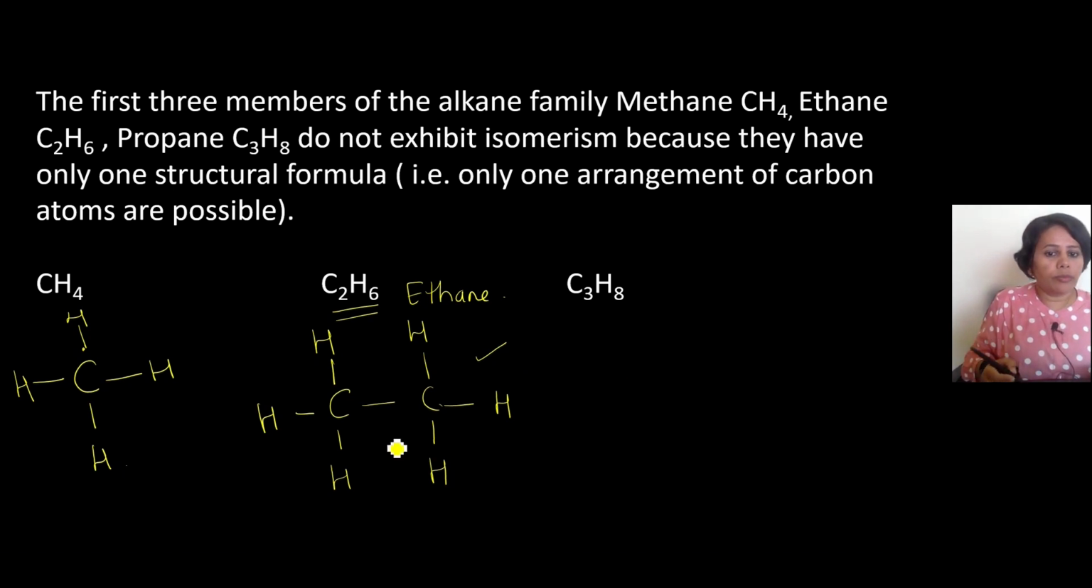So we cannot make another structure. So there are no isomers possible in ethane. Next is propane. Propane is C3H8.